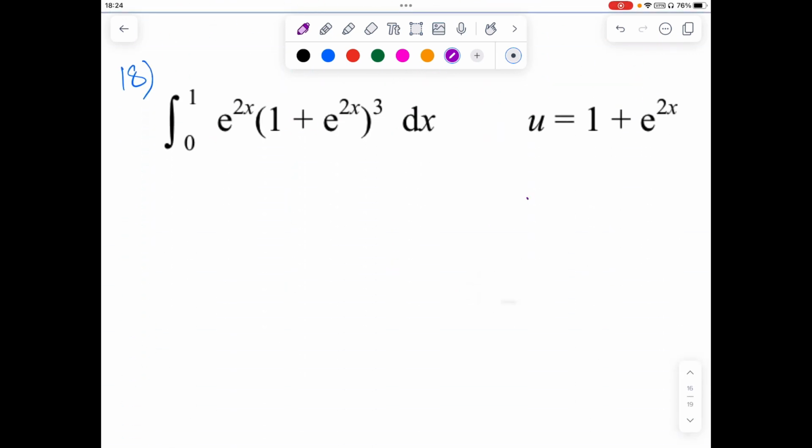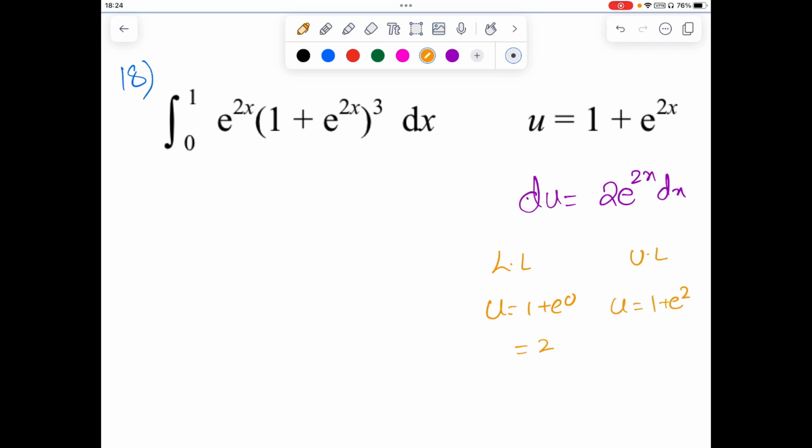Question number 18. du equals 2e to the power of 2x dx. Substitute the lower limit, u equals 1 plus e to the power of 0, which is 2. Upper limit, u equals 1 plus e to the power of 2. So 2 is missing, multiplying and dividing by 2. So 1 upon 2, lower limit is 2, upper limit is 1 plus e square.